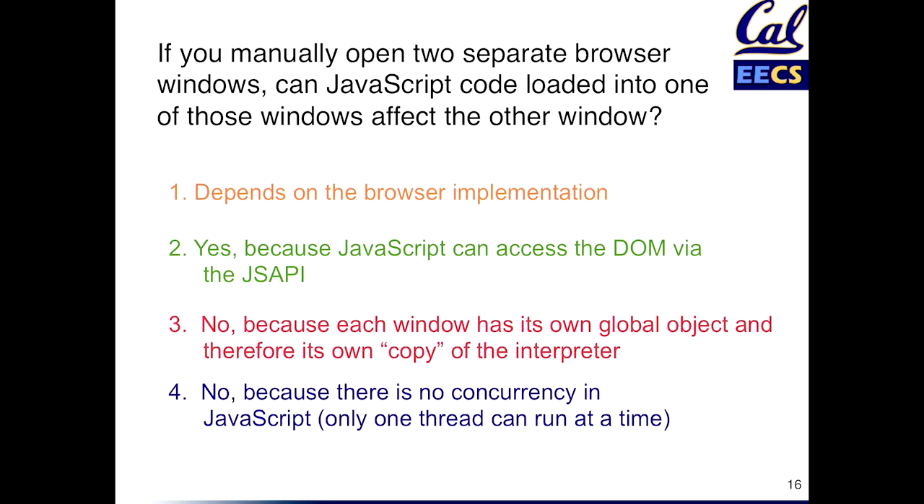OK, so here's a question about the browser environment of JavaScript. If you manually open two separate browser windows, can JavaScript code loaded into one of them affect what happens in the other? And possible answers are, well, because browser JS APIs are not implemented compatibly across all browsers, it may depend on that browser's implementation. Or yes, because since JavaScript can access the DOM through the JS API, then this would work. No, because each window has its own copy of the global object, therefore essentially its own copy of the interpreter. Or no, because there's no concurrency. We're talking about two windows, but we've said you can only run one JavaScript thread at a time. So which of these is it?